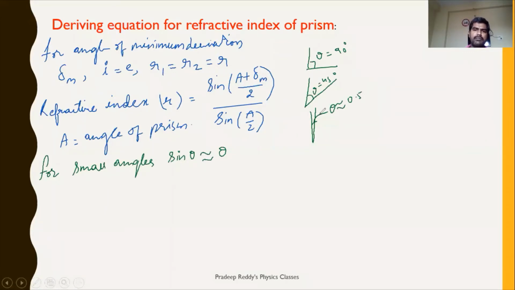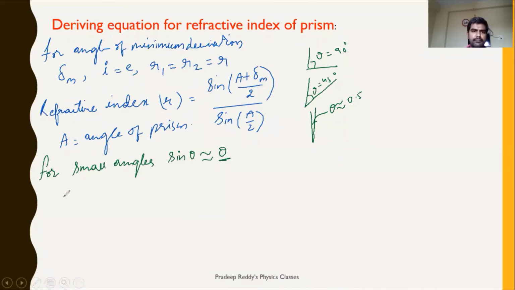Very small value. For very small angles, sine 0 is approximately equal to 0. So sine 0 is not approximate. Sine 0 is however equal to 0. But if it is very small, like sine 0.5 or sine 0.7, like that, for very small values, instead of taking this as sine of 0.5 or sine of 0.4 like that, you will be directly taking the angle as 0.4. That's it. You don't take sine of the angle again. So for small angles, sine theta is nearly equal to theta. That I will be using over here.